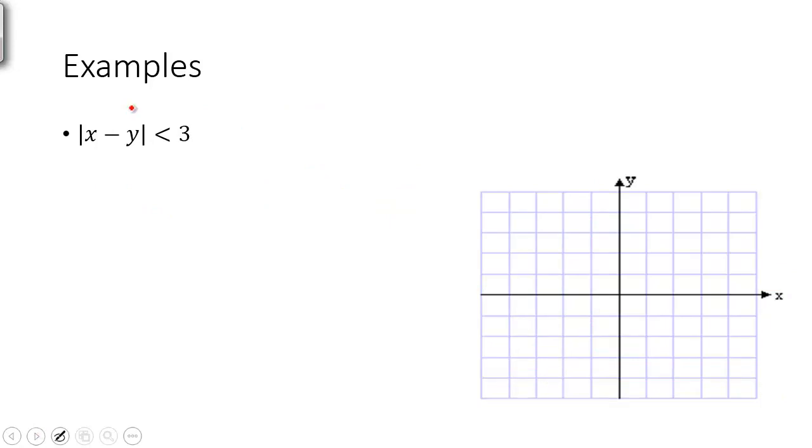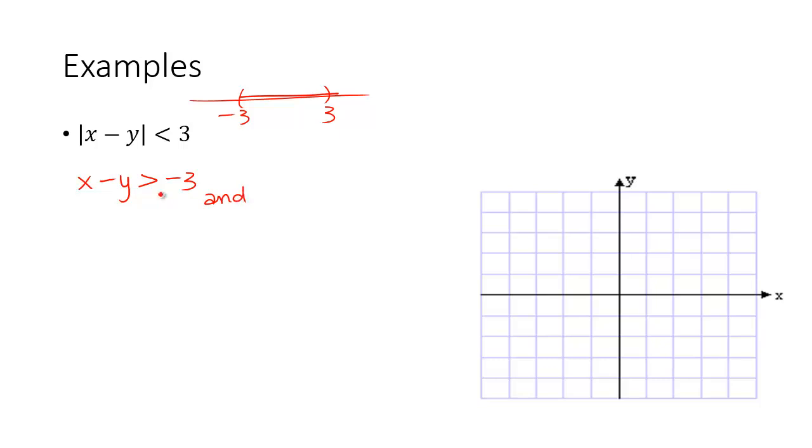Now let's look at some examples with both x and y. Again, our absolute value is on its own. That's great. Always do that first before you get to this stage. Now, since we've got a less than 3, remember, it's going to be between -3 and 3. So it's going to be x minus y is greater than -3, and x minus y is less than 3. You can see less than 3 and greater than -3.